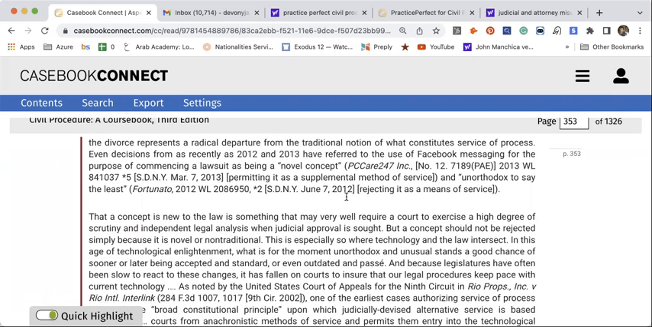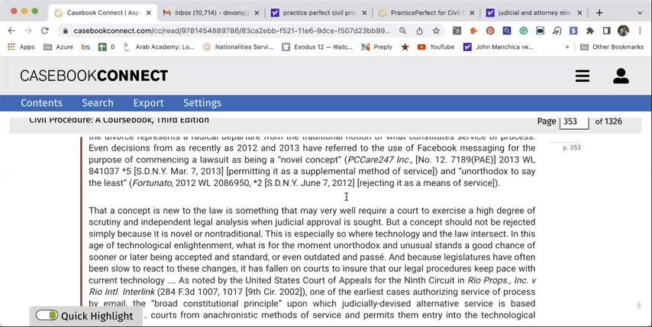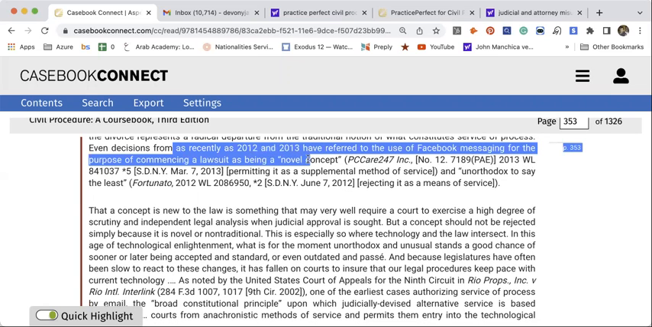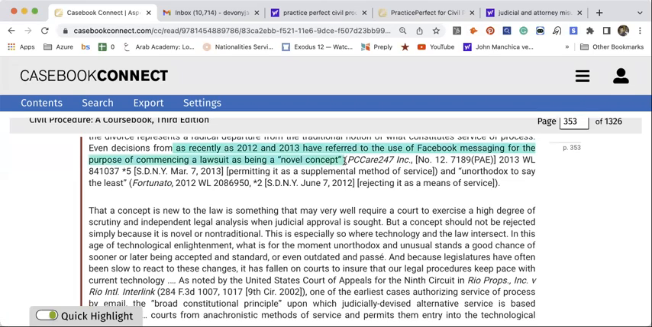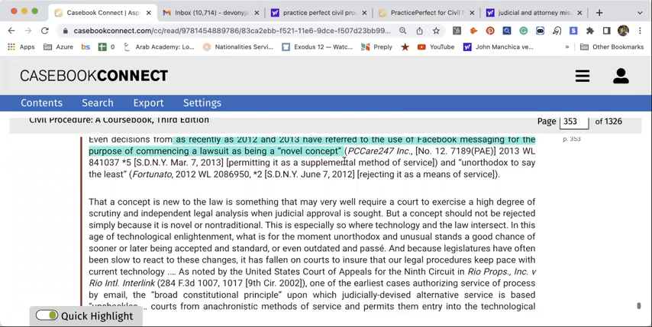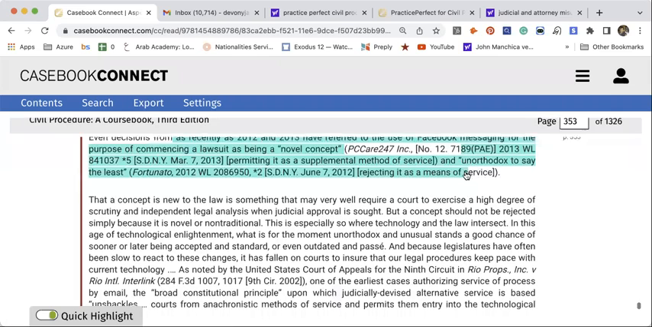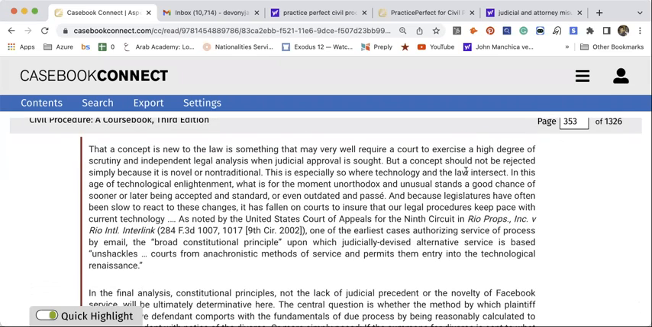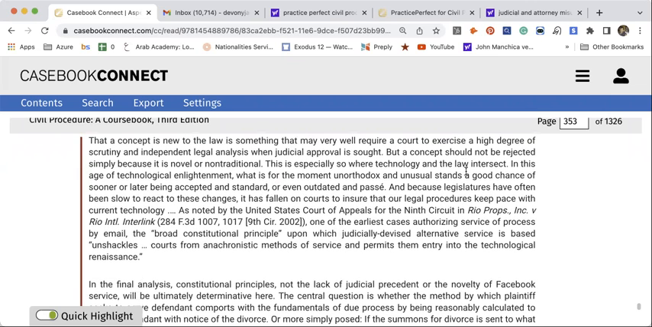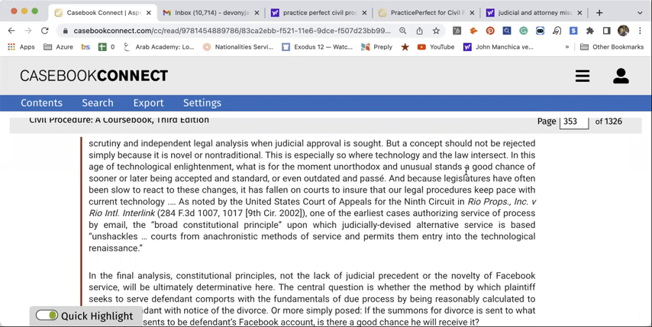Even decisions from as recently as 2012 and 2013 have referred to the use of Facebook messaging for the purpose of commencing a lawsuit as being a novel concept, permitting it as a supplemental method of service and unorthodox, to say the least. This concept is new to the law and is something that may well require a court to exercise a high degree of scrutiny and independent legal analysis wherein judicial approval is sought.